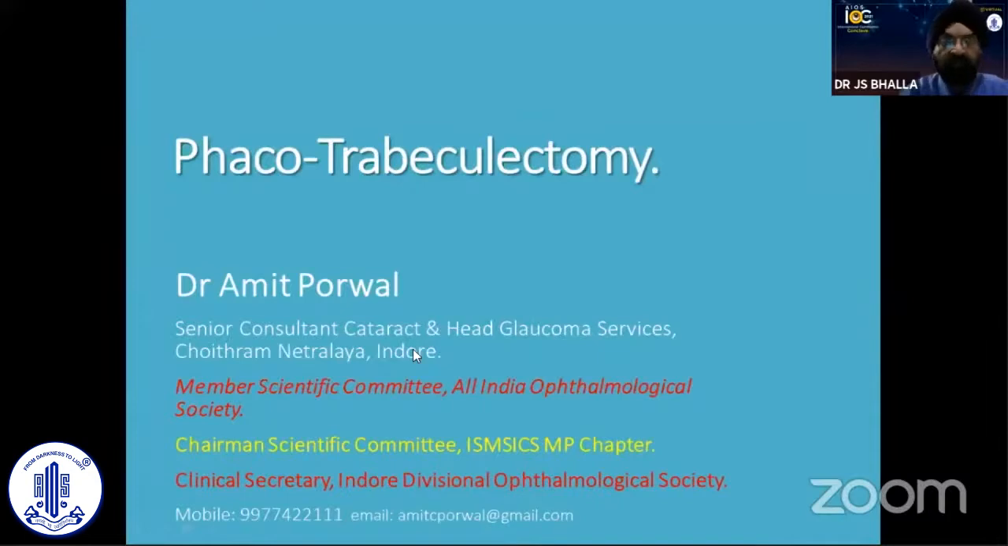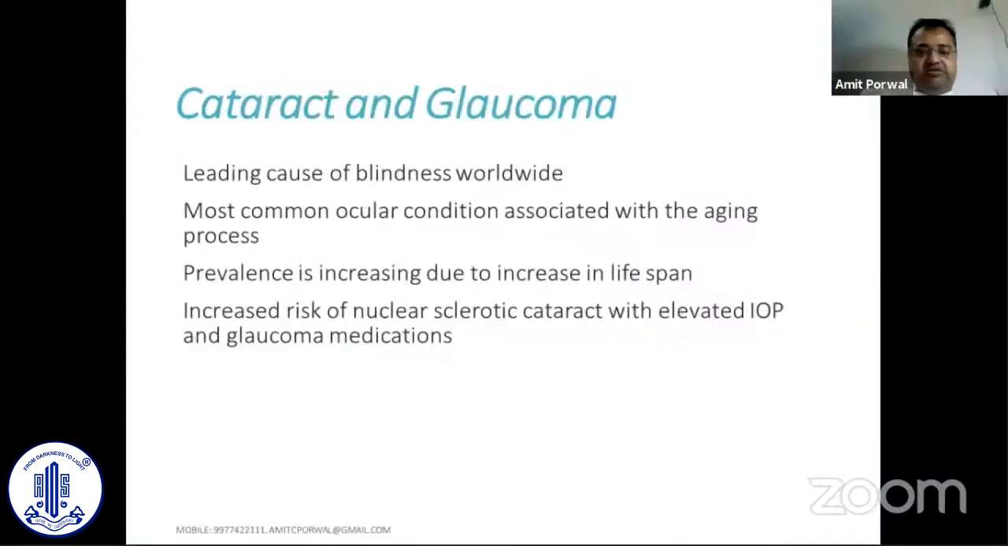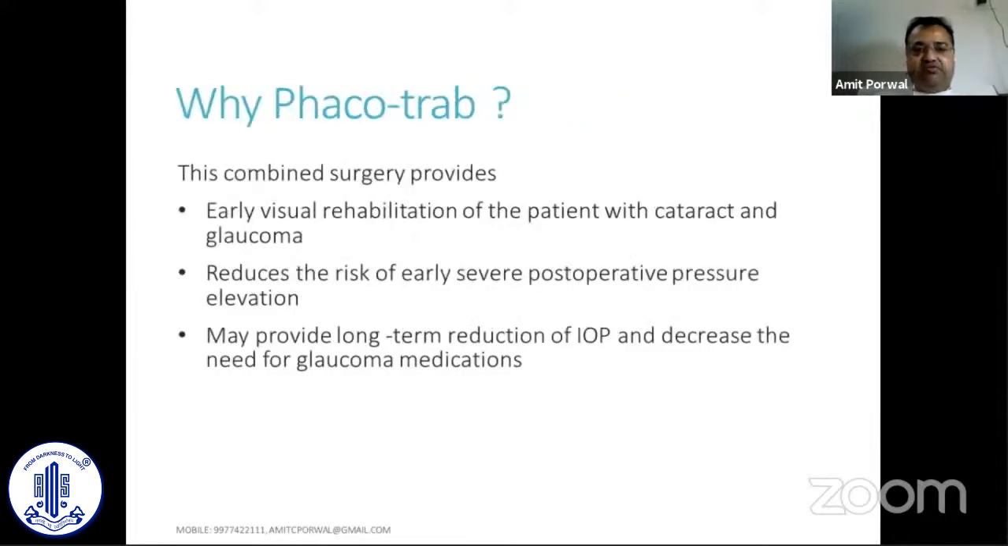So my talk is on phacotrabeculectomy. We all know that cataract and glaucoma are among the leading causes of blindness worldwide. It is the most common ocular condition associated with the aging process, and the prevalence is increasing due to increase in the lifespan. There is also an increased risk of nuclear sclerotic cataract with elevated IOP and also with glaucoma medications. So why do we consider or think of phacotrab?